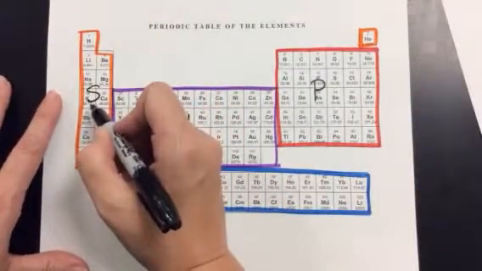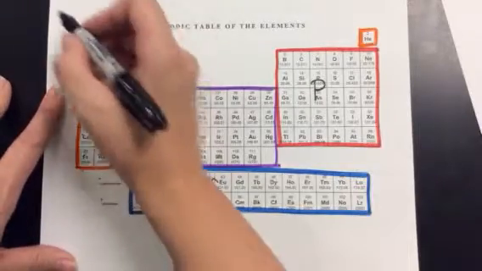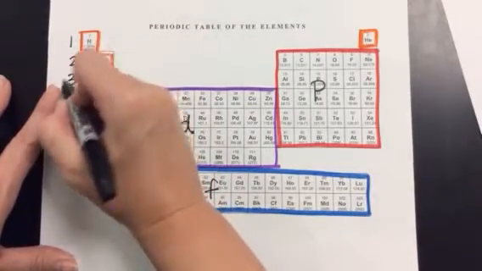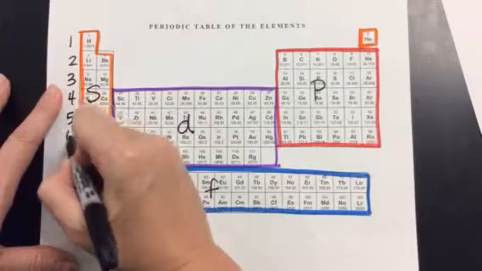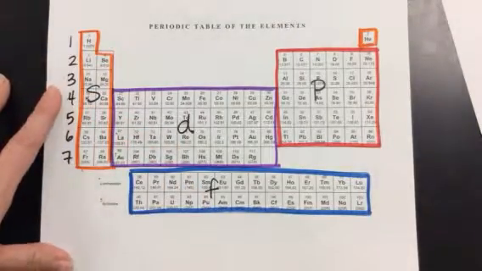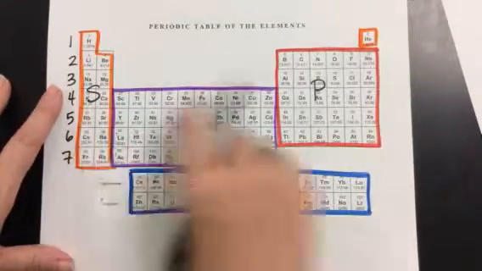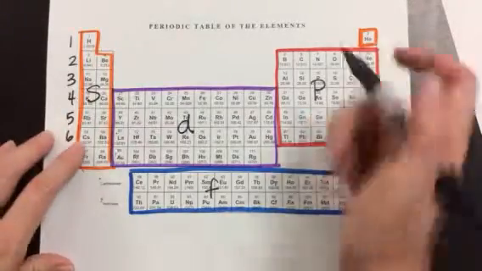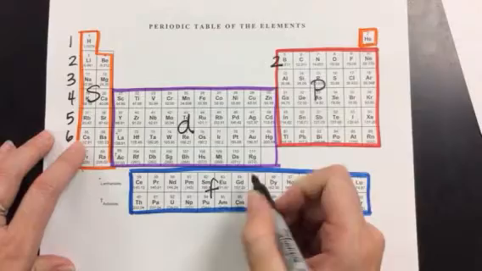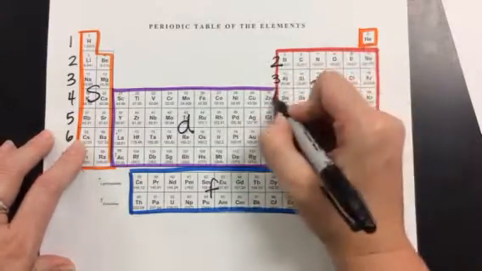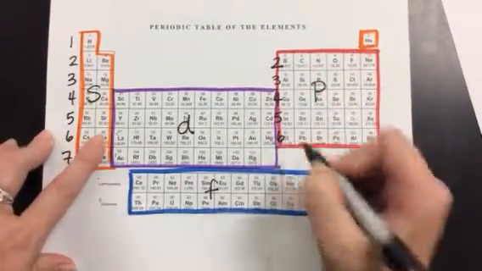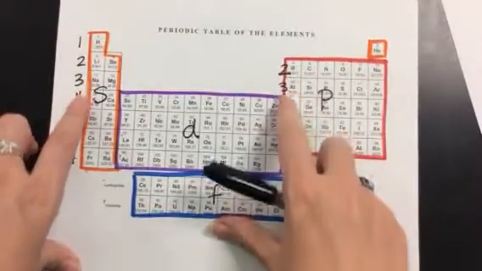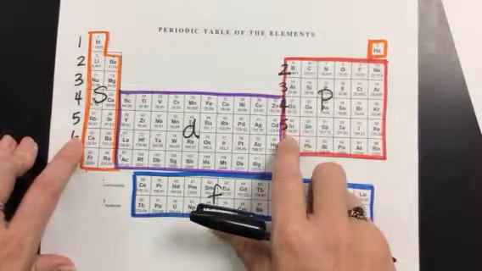Your S block is going to come first, and these actually follow the period numbers. So we have 1, 2, 3, 4, 5, 6, and 7 for your energy levels. Now your P block is next, and these follow the period numbers as well, but it starts with the number 2 right there. Then we have 3, 4, 5, and 6. So those numbers are all in line with one another so far.